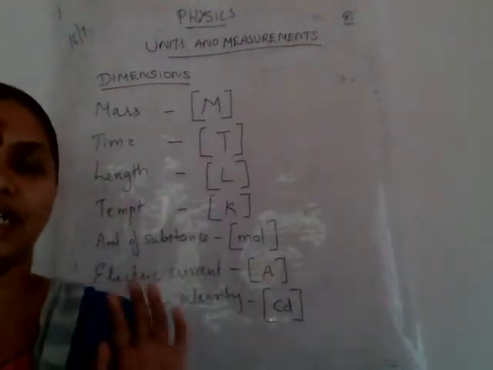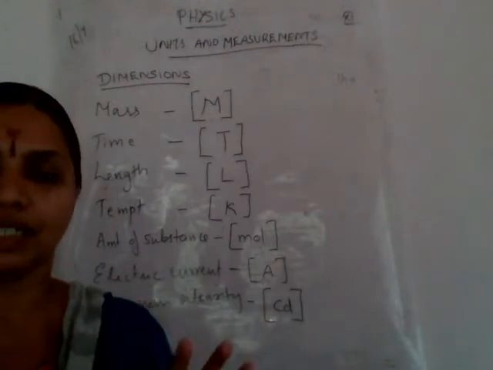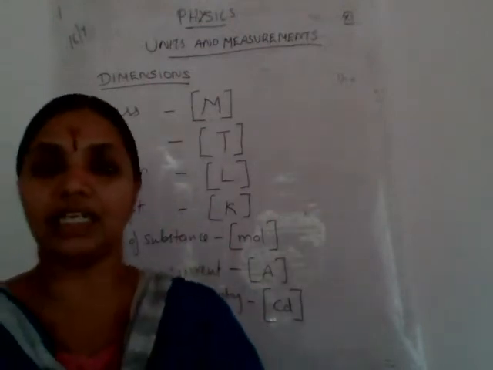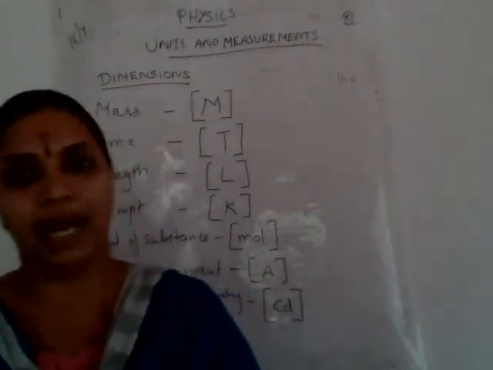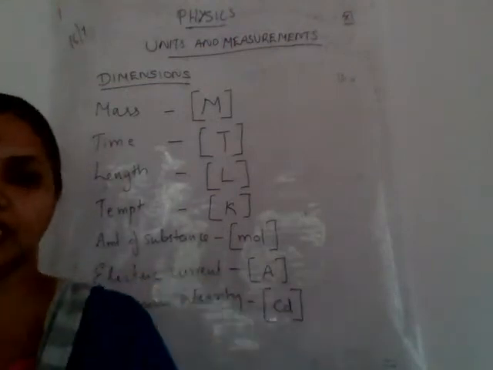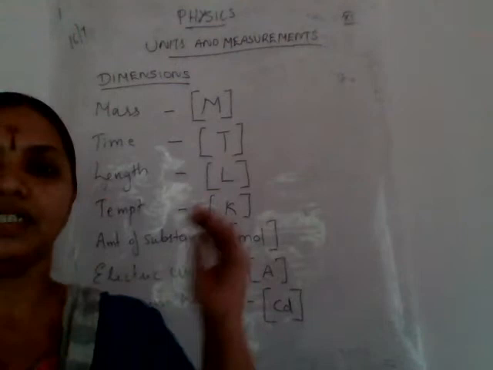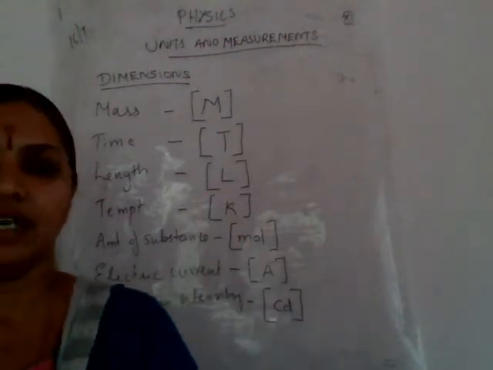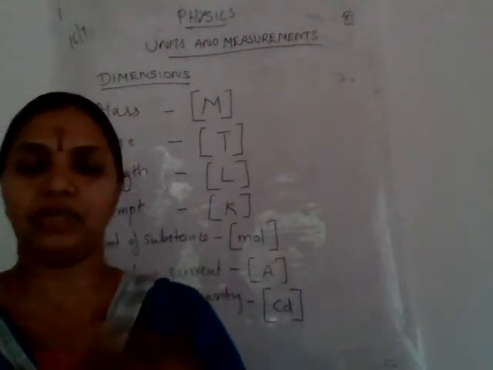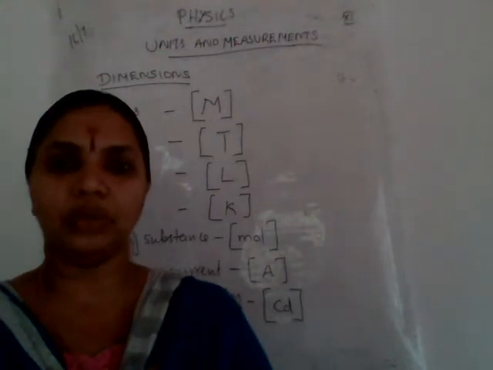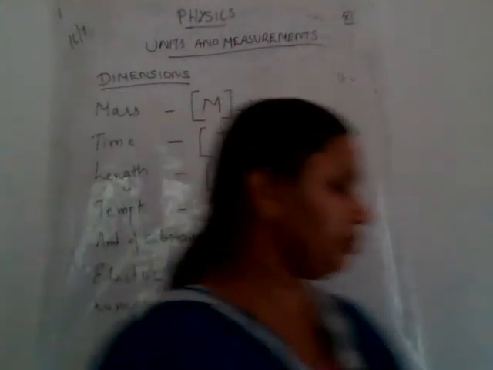Dimensional representation means we are representing it inside a square bracket. Using this we can relate all the derived quantities with the fundamental quantities. So next we have to discuss that. You write down the next question.